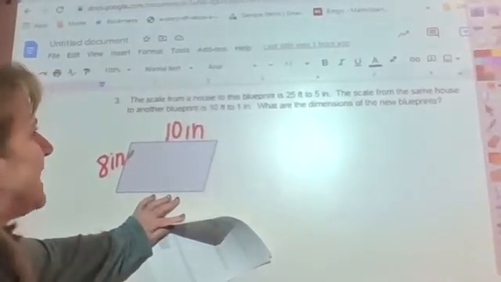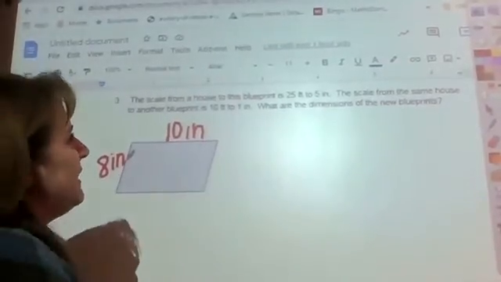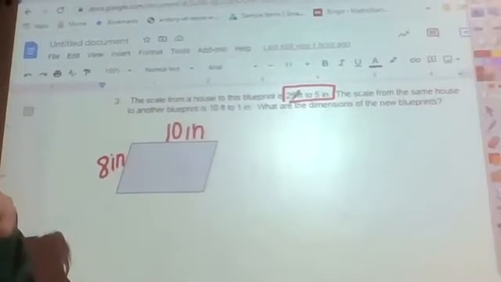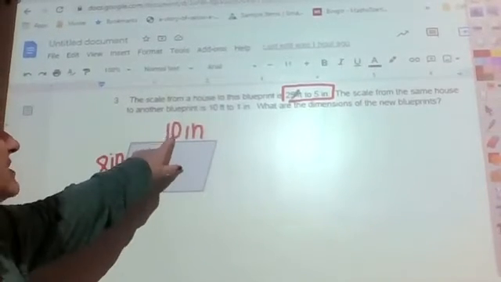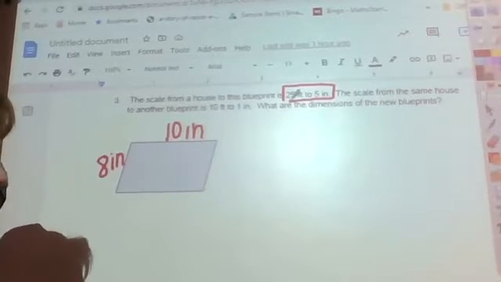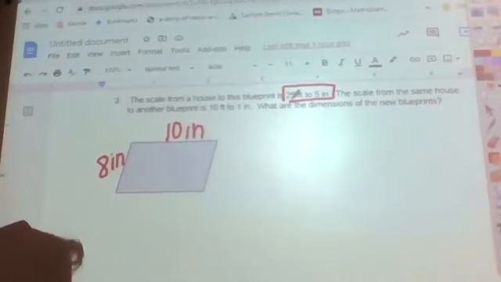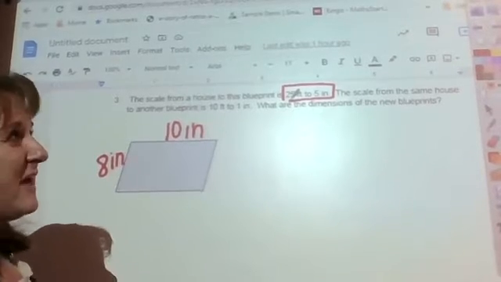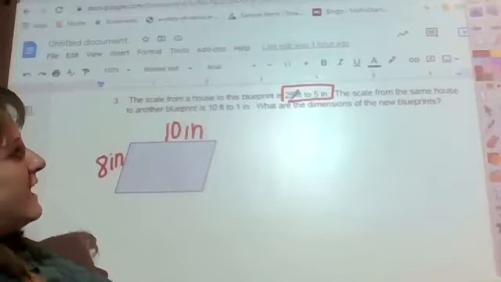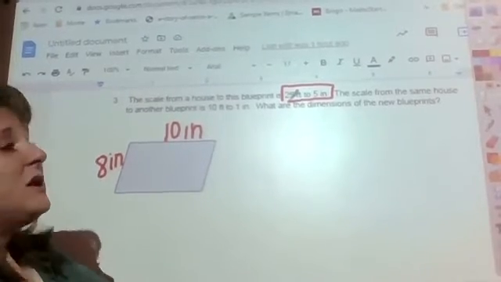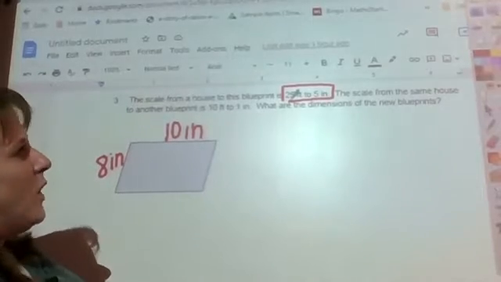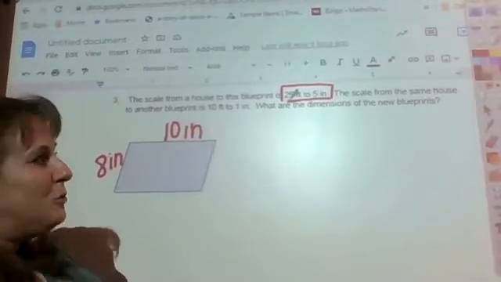All right, so the scale from a house to this blueprint is 25 feet to 5 inches. So what that means is that for every 5 inches on here is 25 feet. Okay. All right. Well, let's finish this first. Then the scale from the same house to another blueprint is 10 feet to 1 inch. What are the dimensions of the new blueprint?